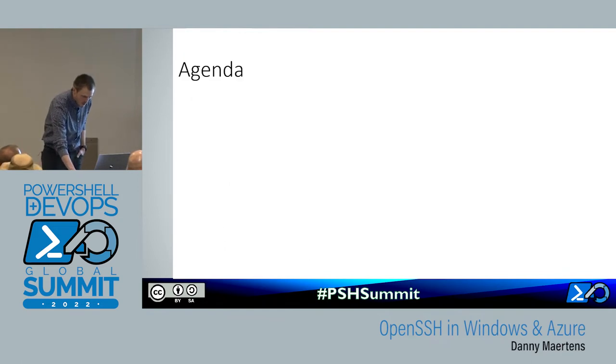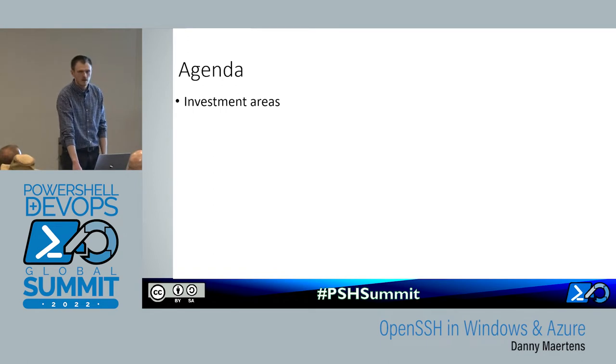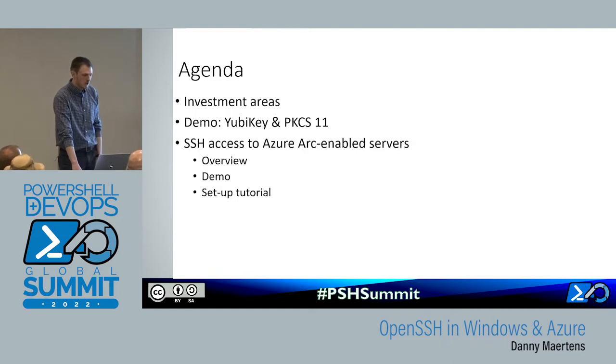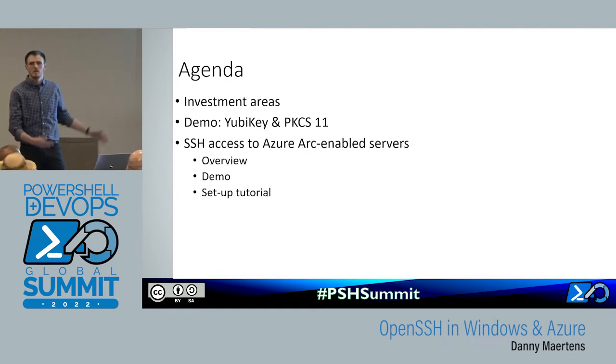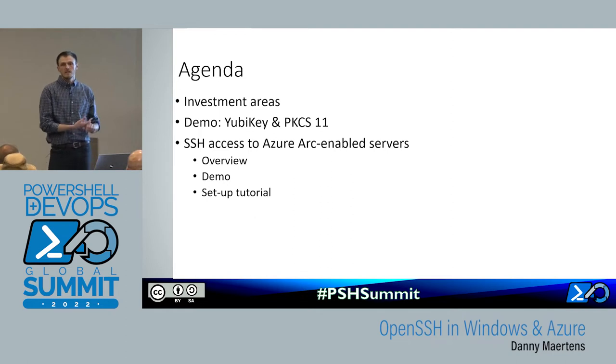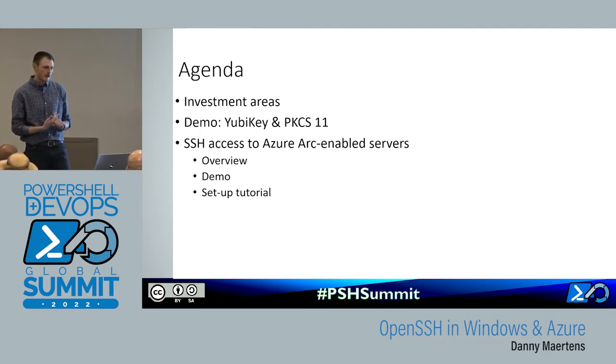So today, we're going to be talking about OpenSSH in both Windows and primarily in Azure and Arc. To start off, we'll go over our key investment areas, why you should care about OpenSSH going forward. Then we're going to go into a quick demo of two-factor auth with YubiKeys and hardware keys for OpenSSH. And then we're going to go over to something that was released as part of a public preview last week, which is SSH access to Azure Arc-enabled servers. We'll go over a quick overview of that, a demo, and then a tutorial on how to set it up.